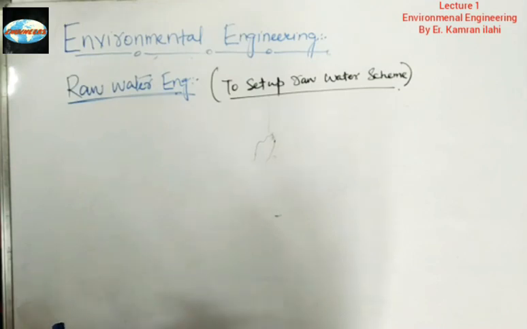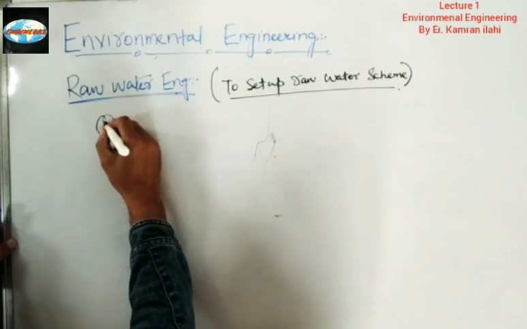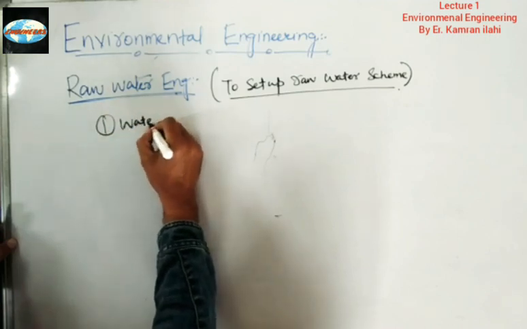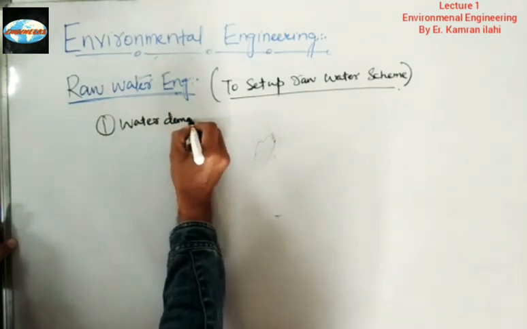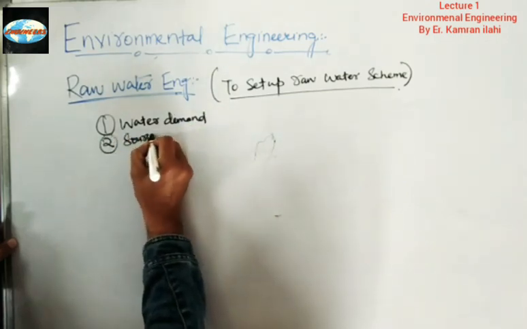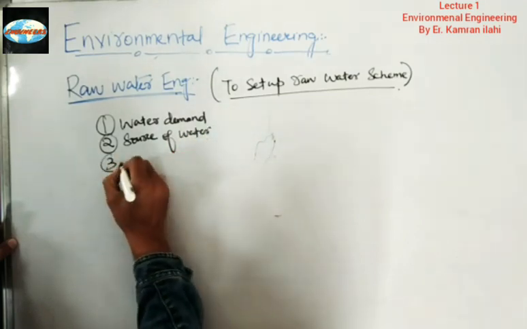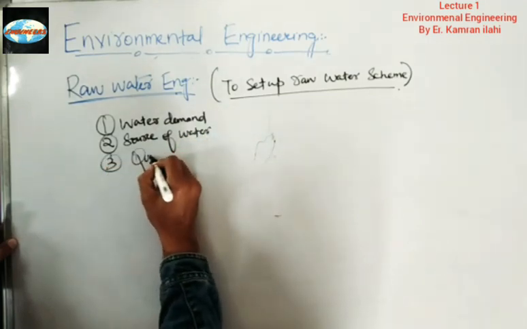Now the topics that we encounter in raw water engineering are these. First, water demand. Second is sources of water. Third is quality of water.